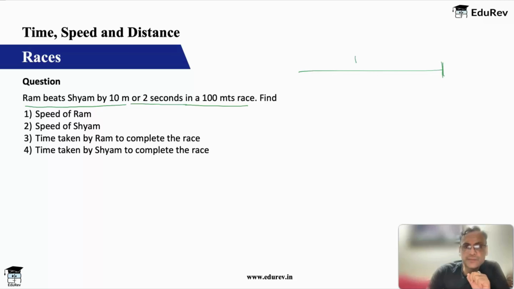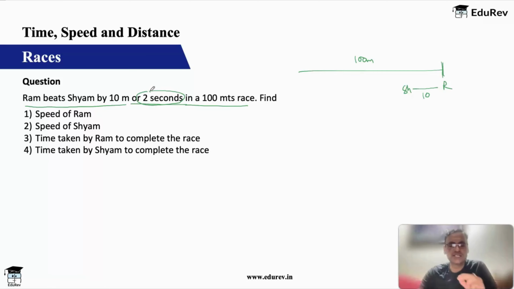So the race is 100 meters. Ram has completed. Where is Shyam? Shyam is 10 meters behind. The gap is 10 meters. Now, what is this 2 seconds? Ram beat Shyam by 10 meters or 2 seconds.